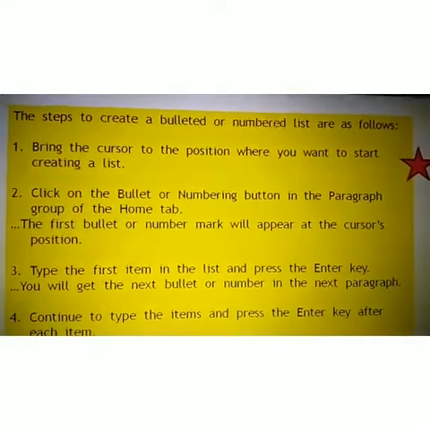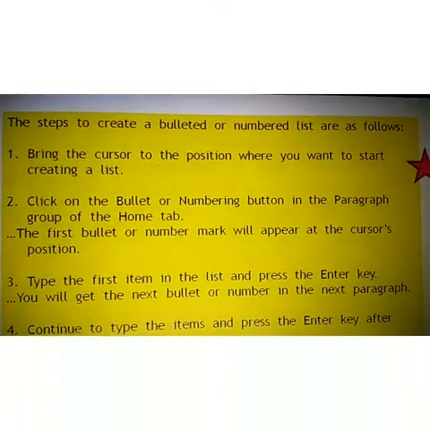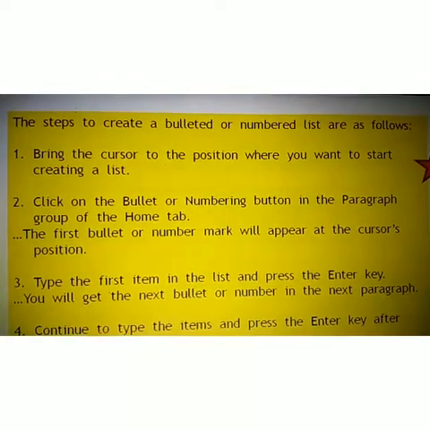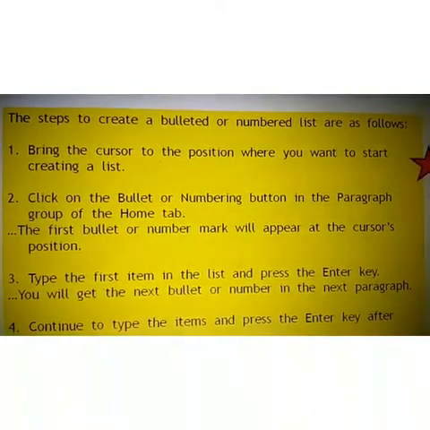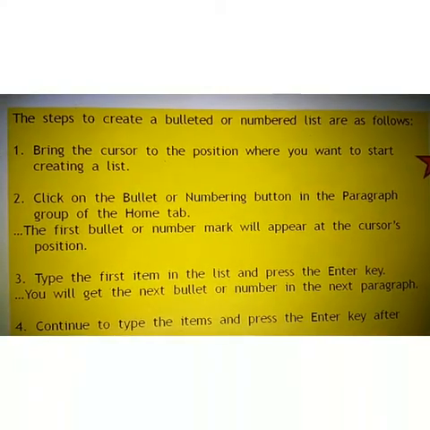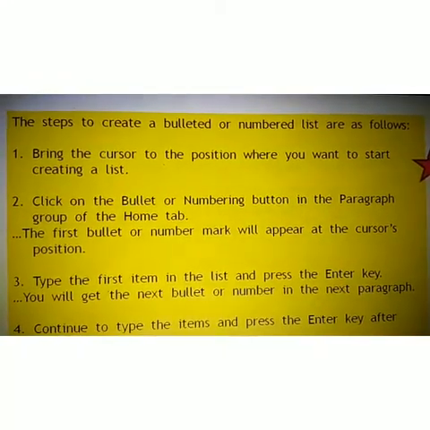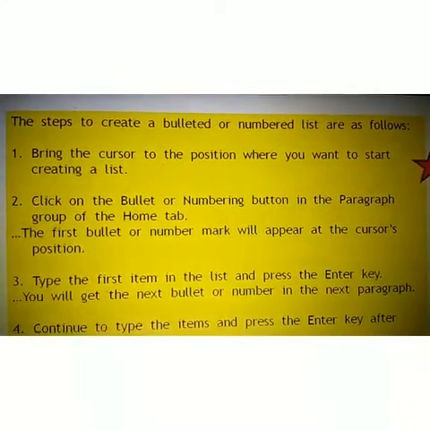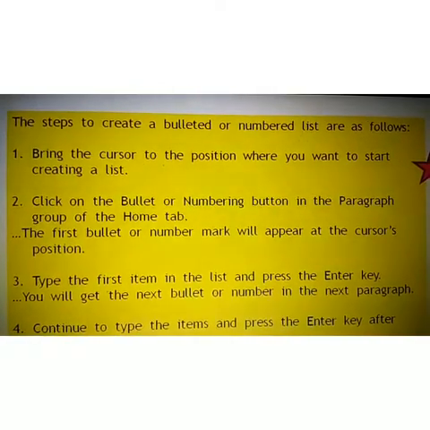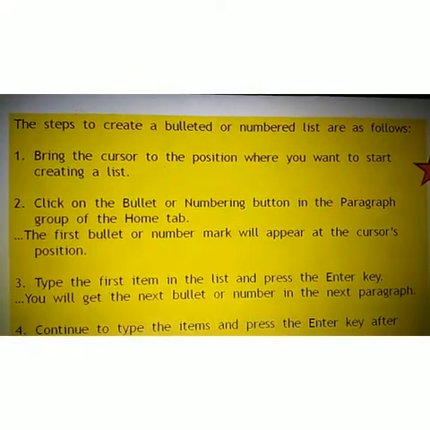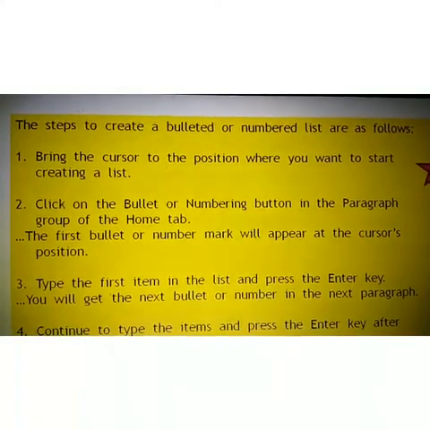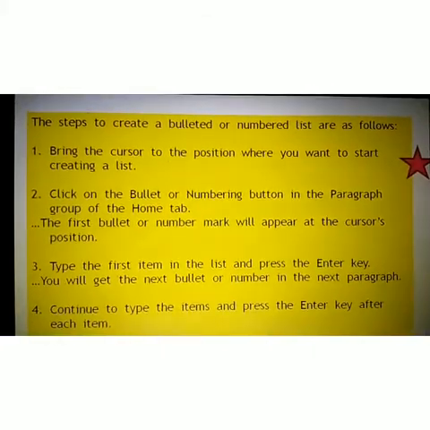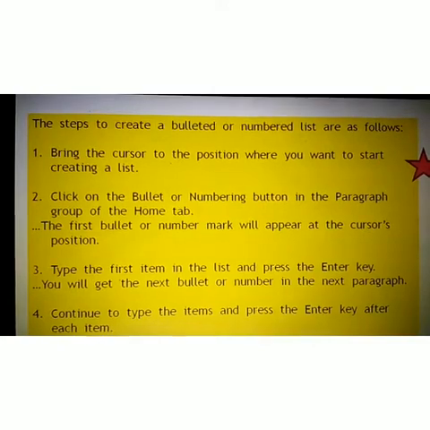Now, students, the steps to create a bulleted or numbered list are as follows. Let's discuss one by one. Number first, bring the cursor to the position where you want to start creating a list. Second, click on the bullet or numbering button in the paragraph group of the home tab. Next, the first bullet or number mark will appear at the cursor position. Okay. Then third step is type the first item in the list and press the enter key. You will get the next bullet or number in the next paragraph. Then fourth, continue to type the items and press the enter key after each item.